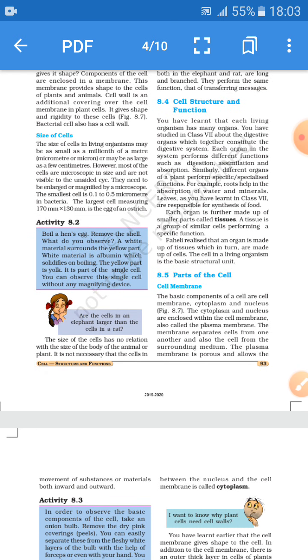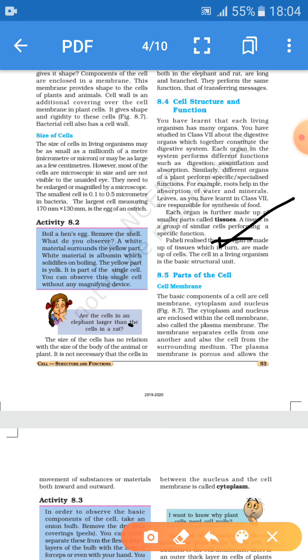Now, moving ahead, as we have already discussed, cells combine together to form tissue, and cells perform various functions. Each organ in the system performs different functions such as digestion, assimilation, absorption. Similarly, different organs of the plant perform specific specialized functions. For example, root helps in the absorption of water and minerals. Leaves, as you have learnt in class 7th, are responsible for the synthesis of food. So, each organ is further made up of smaller parts called tissue.